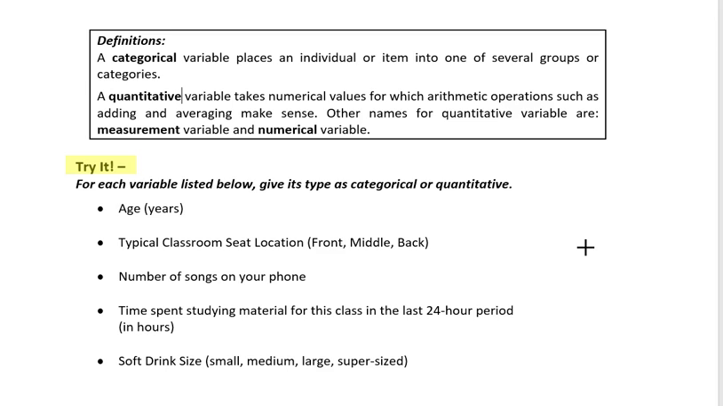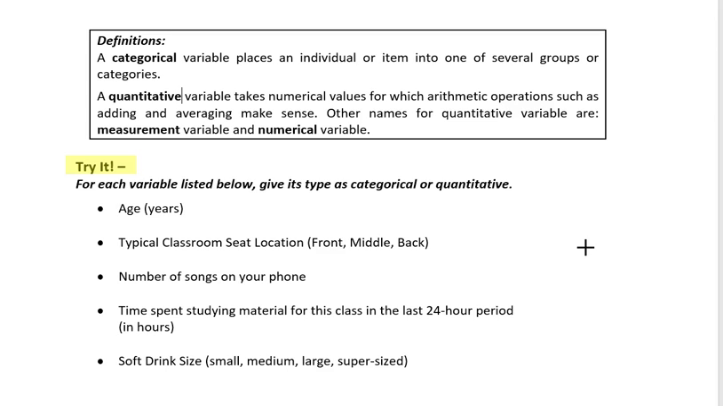So age is, it says in brackets year, so it's going to be a quantitative variable. Classroom seat location, front, middle, back, those are categories, so it's a categorical variable. Number of songs on your phone is quantitative, you can even say numerical. Time spent studying, in brackets, is hours, so we're going to say this is a quantitative variable.